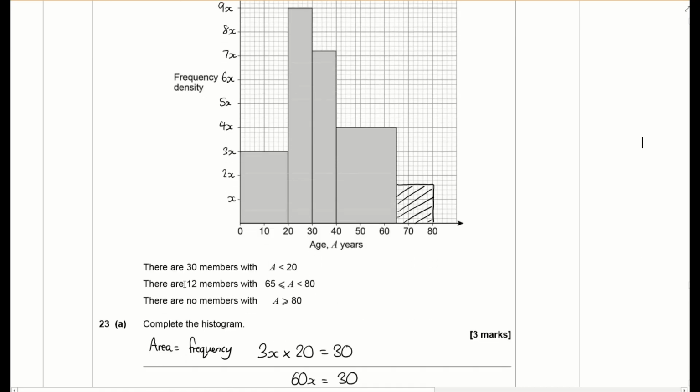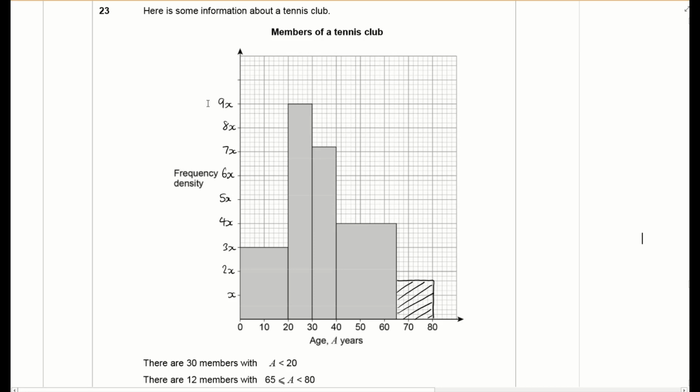Also note for 23 part A, we do actually have to complete the vertical frequency density axis numerically, but for the moment you've actually got the option. You could leave it in terms of x if you want, since you know x is 0.5, and then label up after once we've completed the other part of the question. Either way you're going to get the same answer.